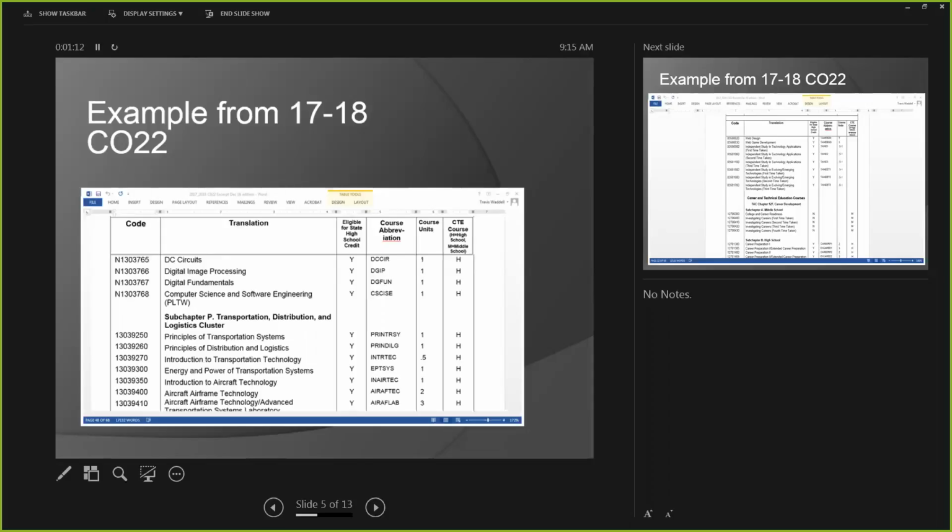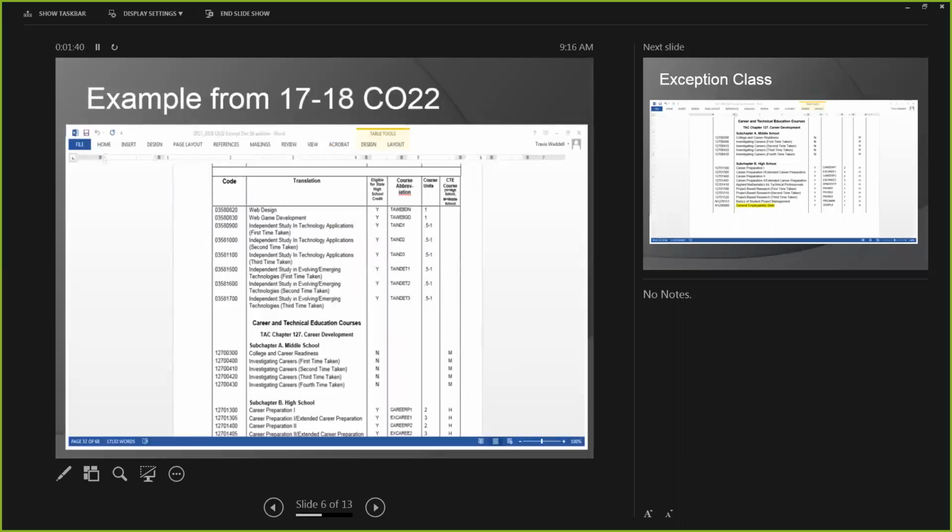One of the things about innovative courses is that they are not owned by TEA and not controlled by TEA. They're overseen by TEA. And TEA houses the TEKS and all, but the class itself is created and then edited by an outside entity, be it a school district or someone like, if you look at the fourth numeric down, that's N1303768, that would be computer science and software engineering, which would be a Project Lead the Way course for this particular example.